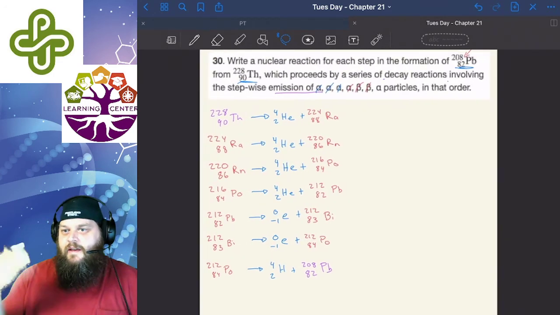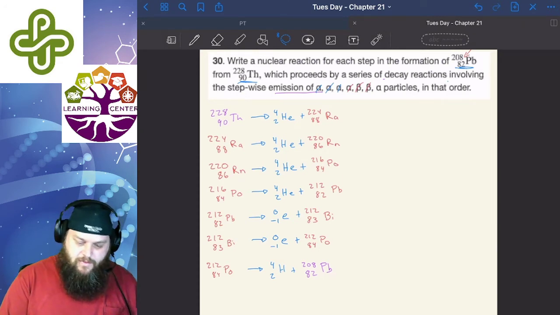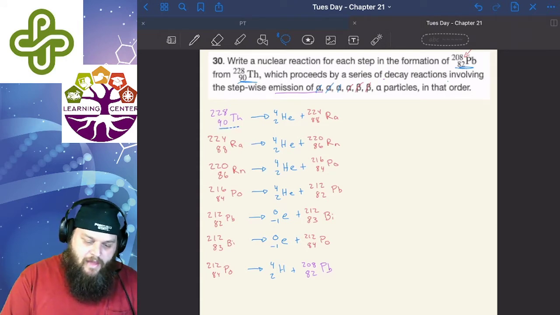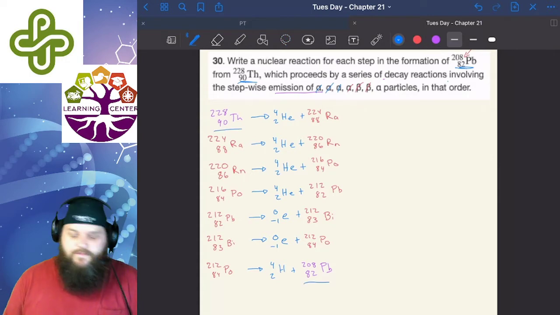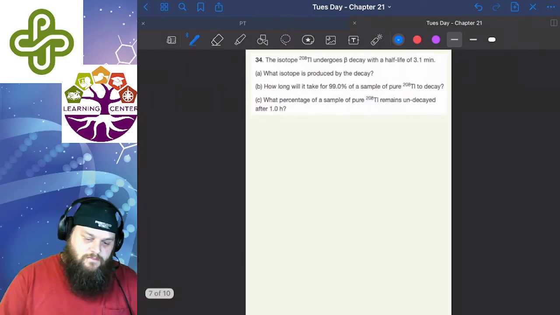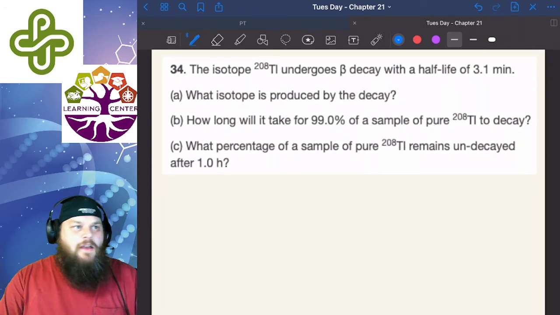And you can see every step along the way, I did alpha decay or alpha emission, alpha emission, alpha emission, alpha emission, beta, beta, and then alpha. And we can see the path that it takes to get from this to this. Number 34 here, the isotope, this is thallium, Tl-208, undergoes beta decay with a half-life of 3.1 minutes.